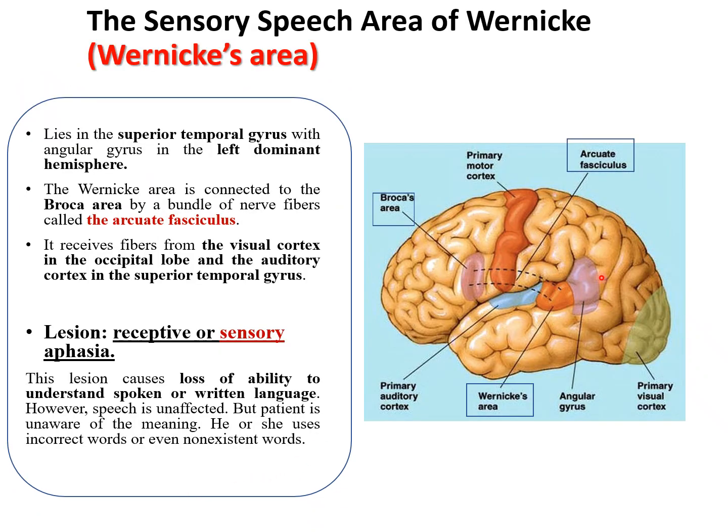There is also this area called Wernicke's area, which is found close to the primary auditory area. It is found in the posterior part of the superior temporal gyrus, and also includes this part called the angular gyrus, which is part of the parietal lobe. Wernicke's area is important for understanding of spoken speech.